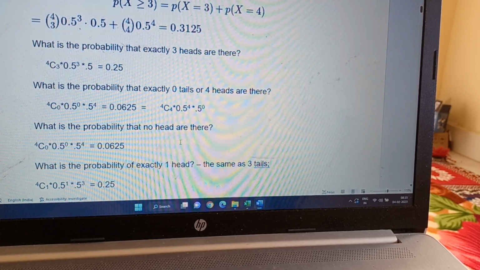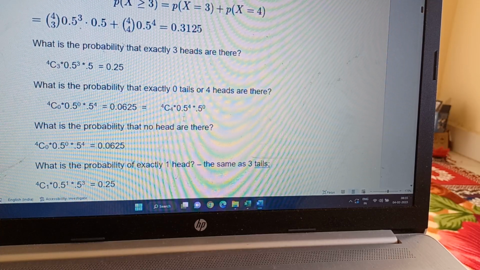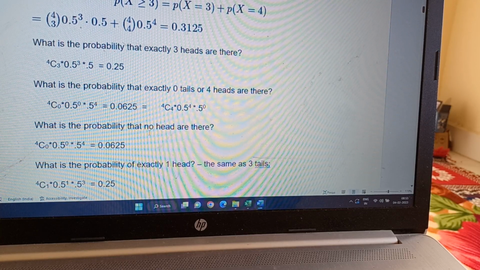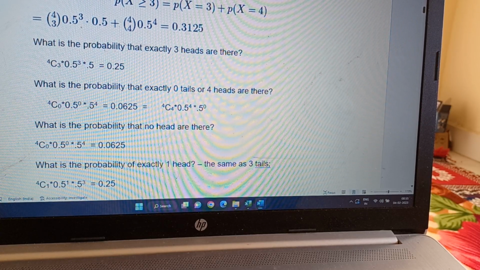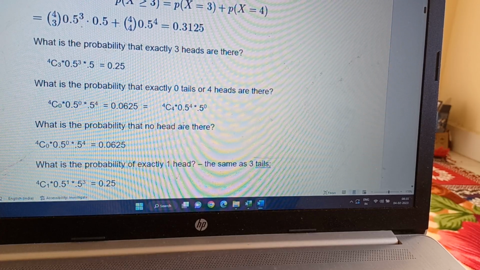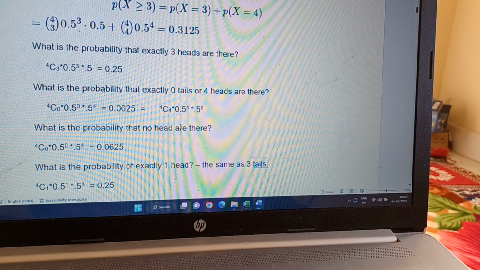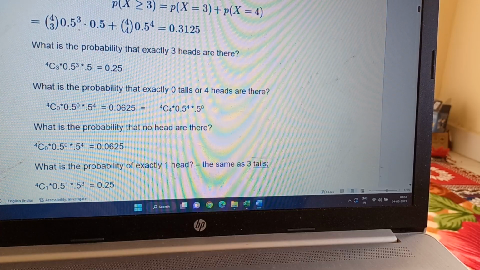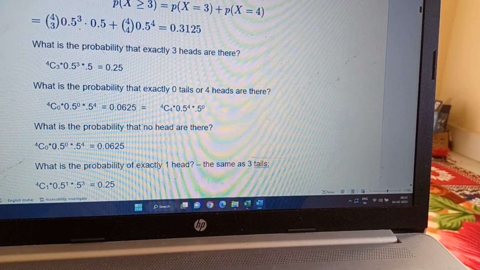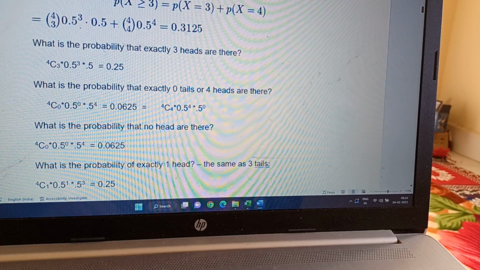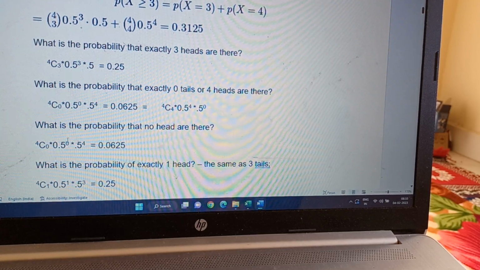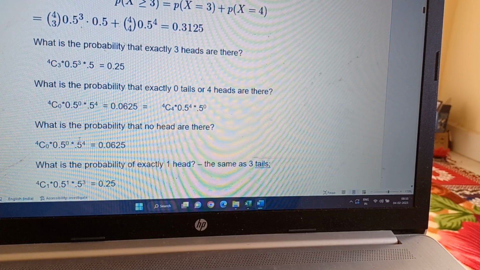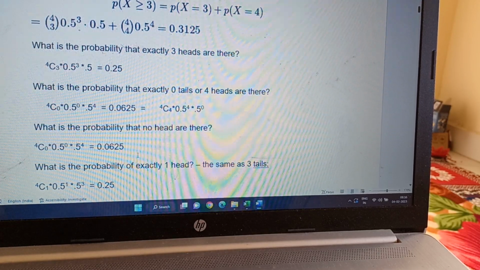Now next question. What is the probability that no heads are there? Since 0 tails and no heads means 0 heads, here it will actually be the same. Only thing is that this is a different question. The examiner may ask you like this, while the answer is the same for all. So probability of heads I get: 4 choose 0, the same as I did for tails. And since probability of head is also 0.5, so 0.5 to the power 0 because x is 0 here. And then n minus x is 4, so 0.5, which is the probability of tails, to the power 4. And it is the same answer.